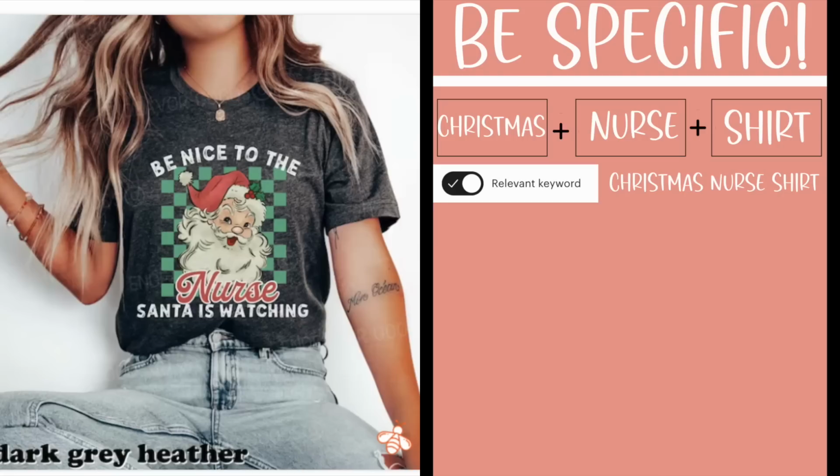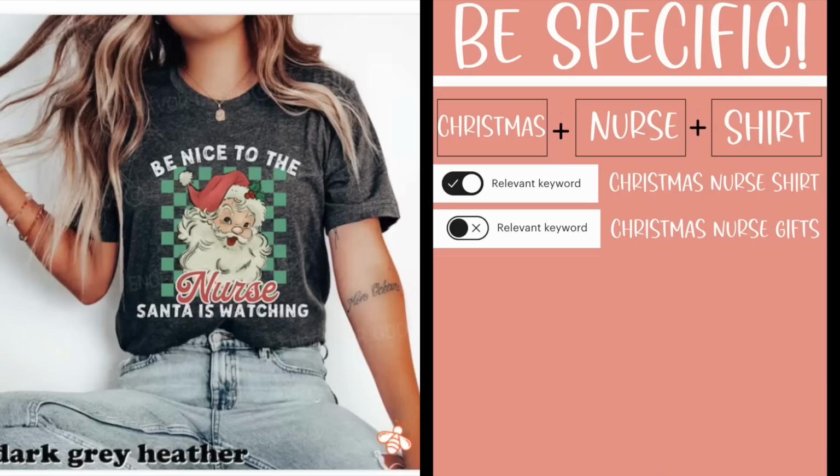It hits all the markers here, right? Next up, Christmas nurse gifts. Should we toggle it on or off? I would toggle this one off because the word gift does not express the word shirt. Yes, the shirt could be a gift. And if this were a mug, I would leave it on.